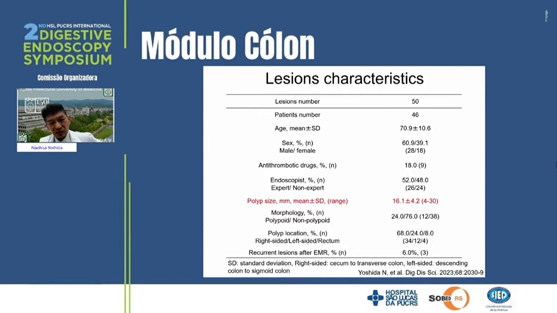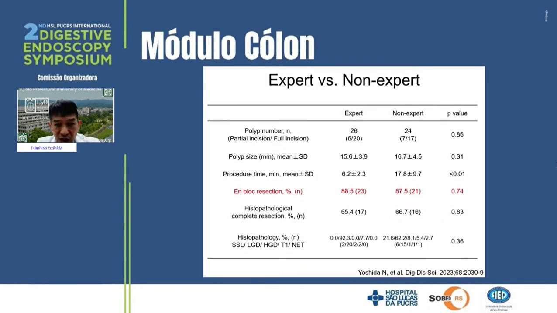Previously, we collected 50 cases of precutting EMR with Soten. Then we analyzed the efficacy of Soten. This is one of the results for the paper. As you can see, the en-bloc resection rate of experts was not different from that of non-experts. So we concluded that even for non-experts, precutting EMR is acceptable and can be performed. However, please see the procedure time. For non-experts, the procedure time is a little bit longer. So please care about this.